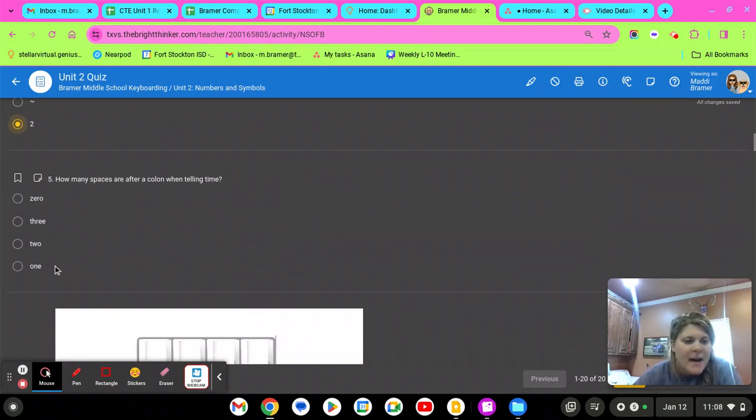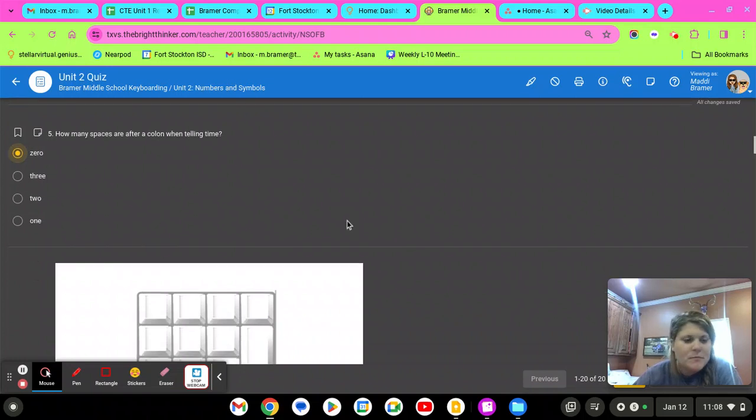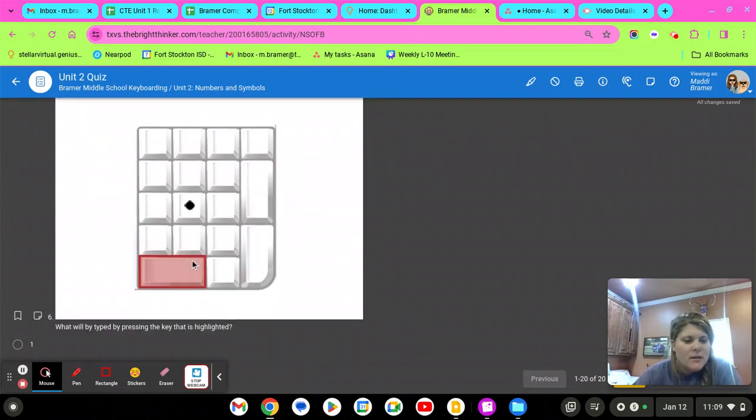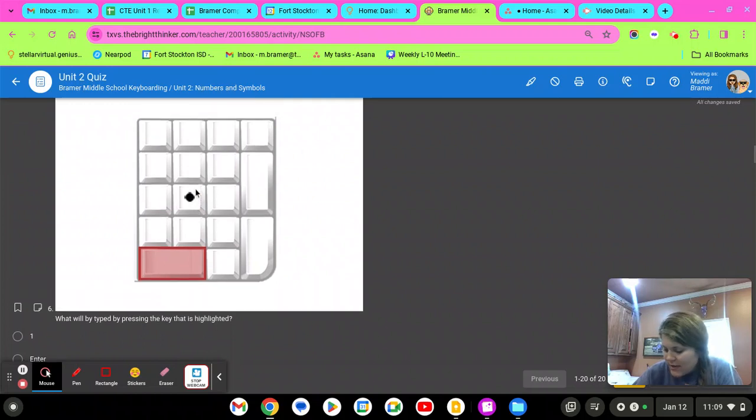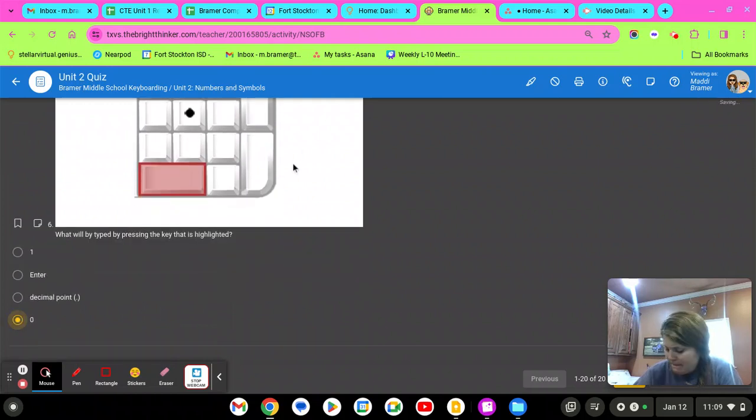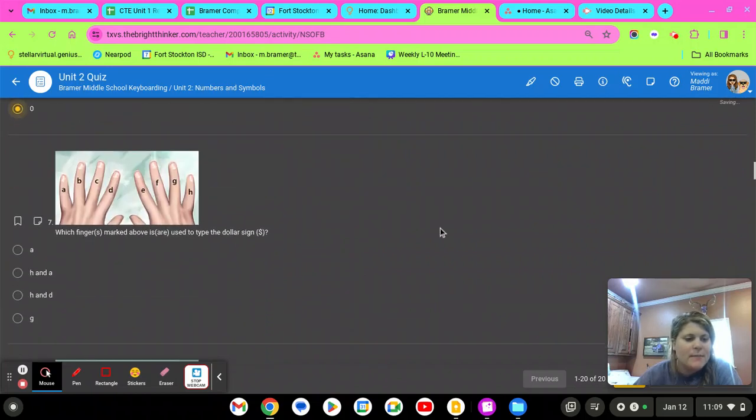How many spaces after a colon when telling time? No spaces, right? Think of when you write a clock. When you look at a clock, there's no space there. All right, what will be typed by pressing the key that's highlighted? So look at your keypad. That's the 0, right? So you're going to hit the 0.